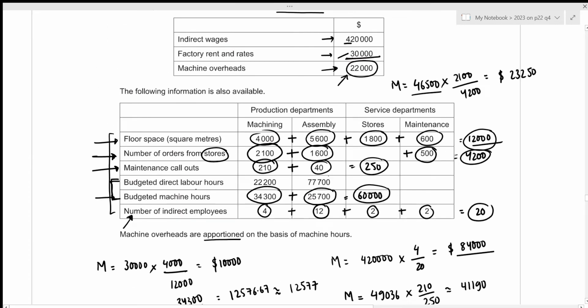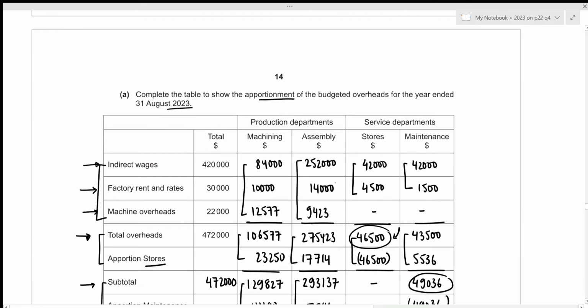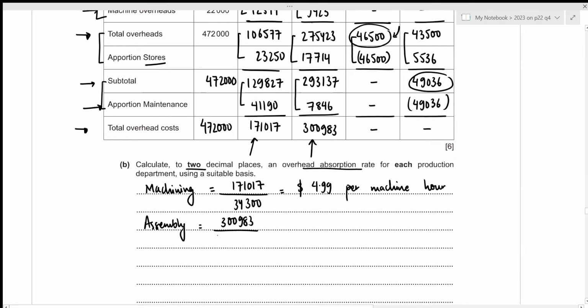In this case, we can see that our direct labor hour of 77,700 is greater than the machine hours, which means that this department is labor intensive. So we have to utilize 77,700 in order to figure out the overhead absorption rate. This will give the overhead absorption rate for our assembly department to be 3.87 per labor hour.